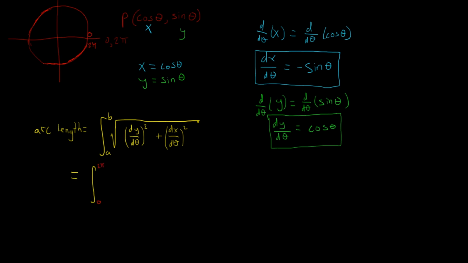This is going to be the root, and then our first one, dy with respect to theta, is cos theta, and it's squared, so it's cos squared theta, plus the derivative of x with respect to theta, which is negative sine theta. A negative times a negative is a positive, and then it's squared, so it's just positive sine squared theta.